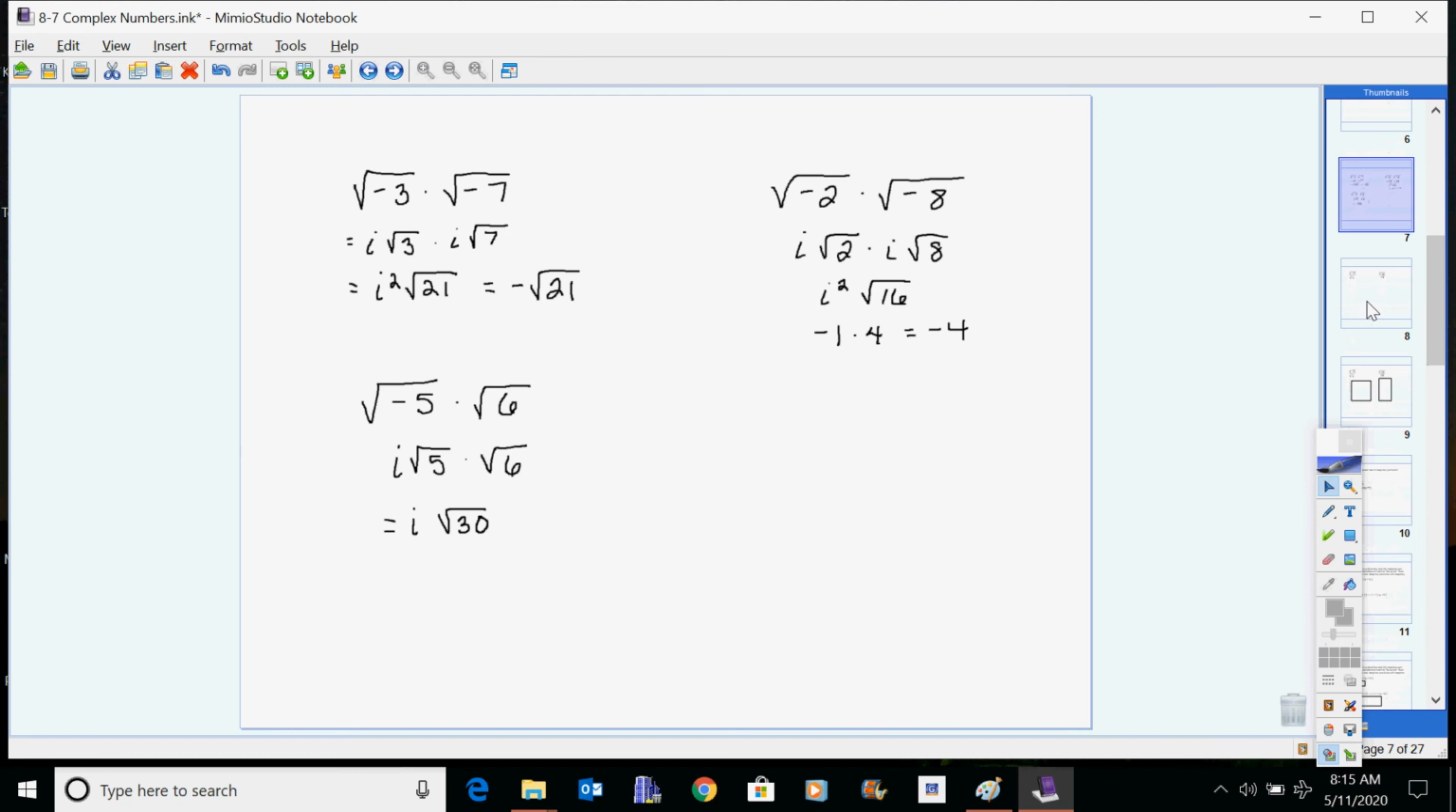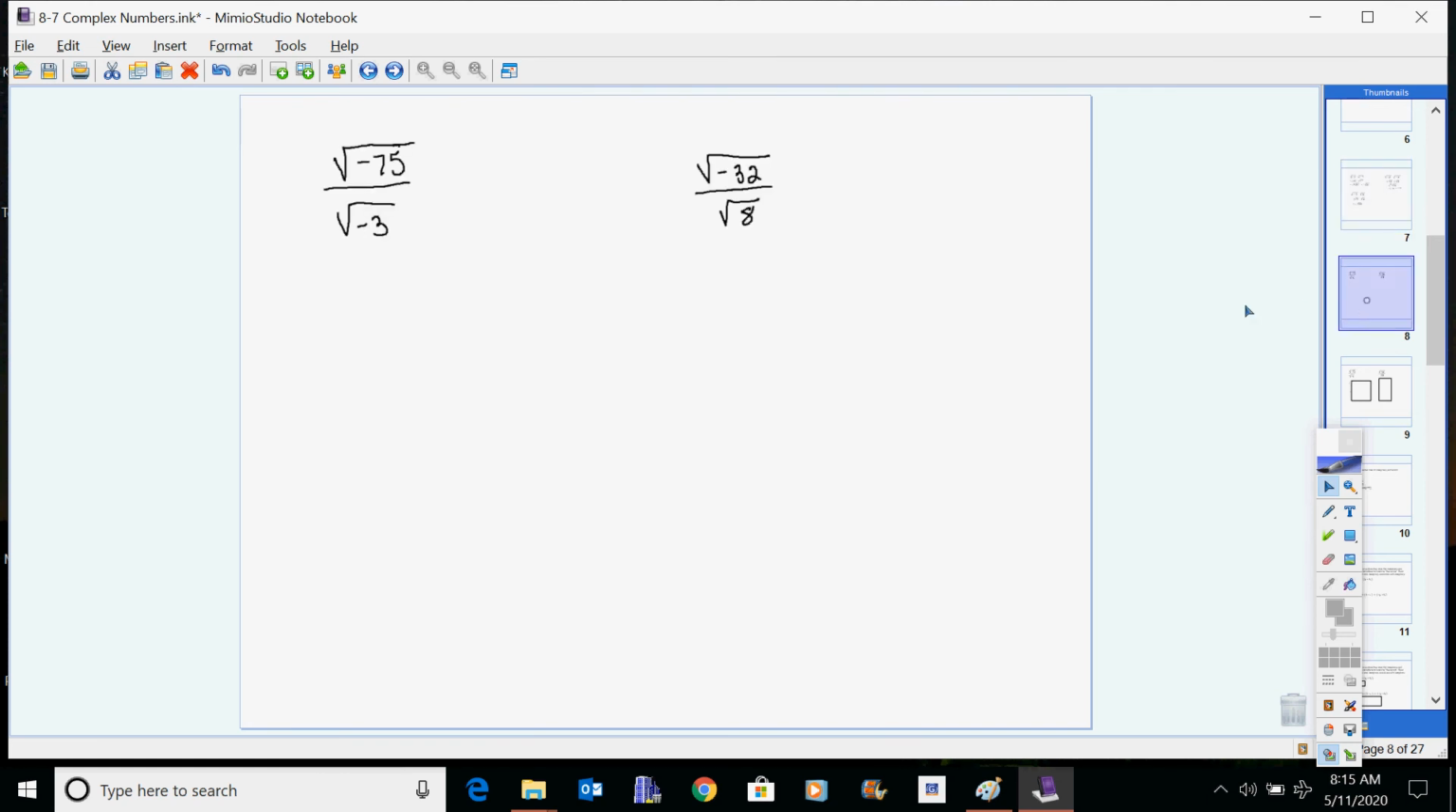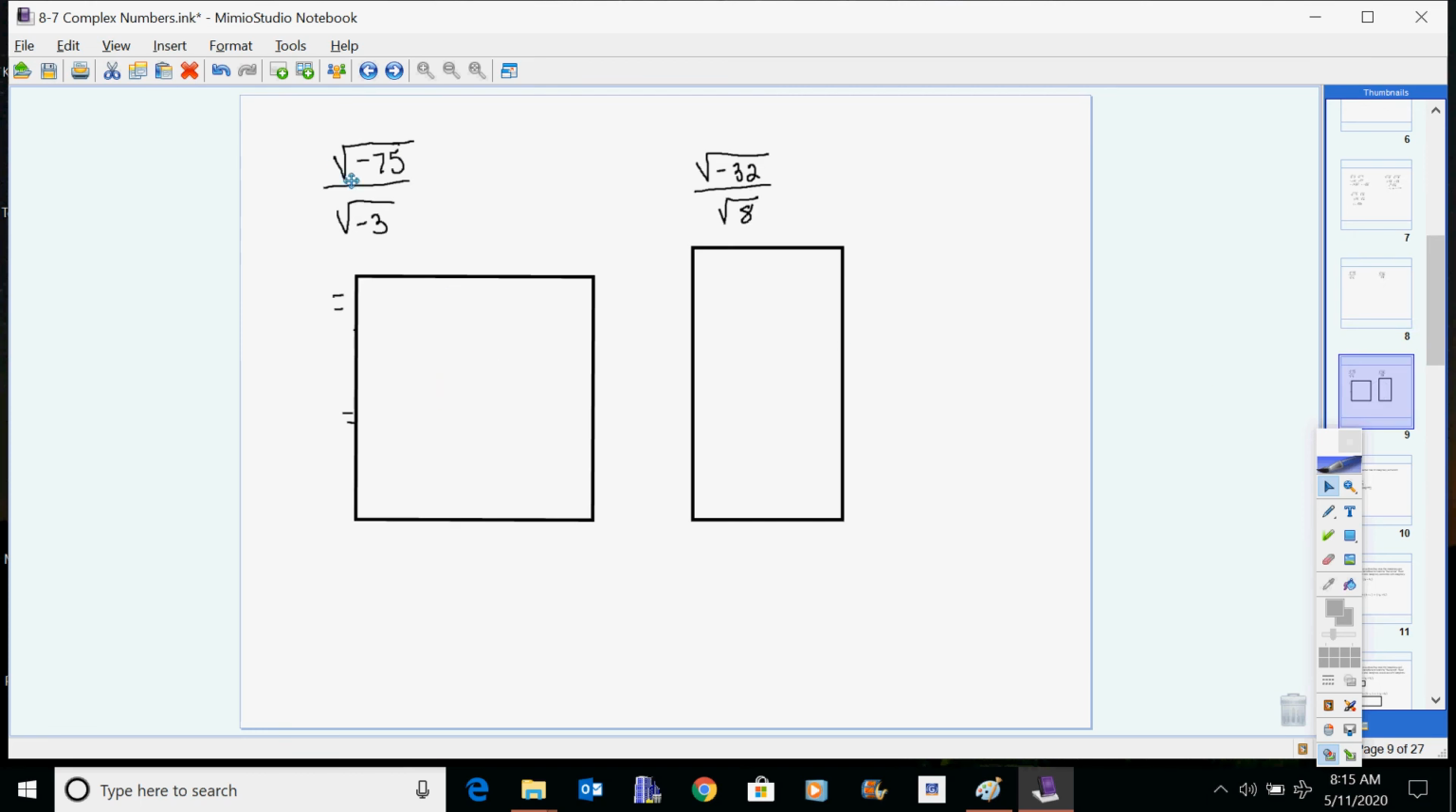So when you're done, you may or may not have an imaginary part if you start with imaginary things to multiply together. Okay, so be careful of that. Now we come around to the idea of these radicals and dividing. So when we divide, once again, the quotient rule is the same. You have to deal with the imaginary parts first.